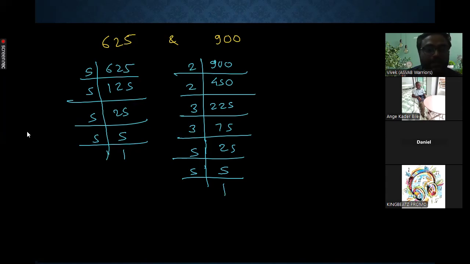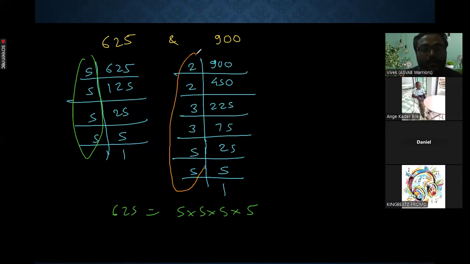Now, what will I do? I'll write down these numbers over here. So 625 equals 5 times 5 times 5 times 5, and 900 equals 2 times 2 times 3 times 3 times 5 times 5.